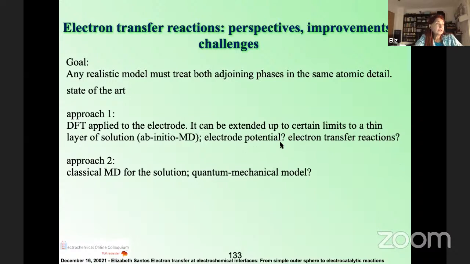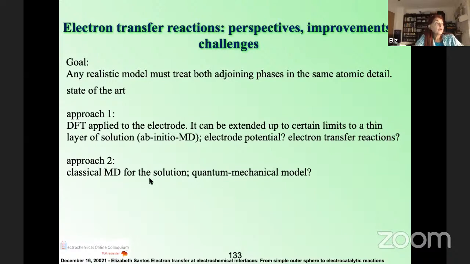What happens with the electrode potential? How do we describe the electrode potential by DFT? If we have an electron transfer reaction, in DFT we need a neutral system. How do we consider an electron transfer reaction? There are many things for which it is not so easy to obtain a good approximation. There are some attempts, but I think we still have to work hard in this direction.